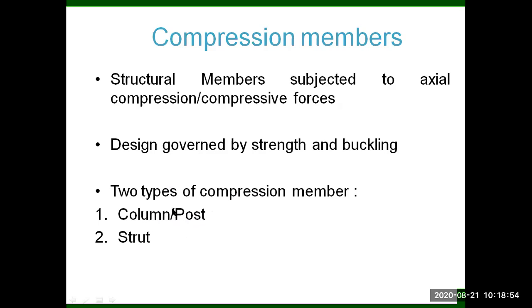It means the columns are vertical members. They are supporting the floor. And girder means heavy-length girders are there. Horizontal beams we call a girder. So these are supported by the columns, and these are the vertical compression members.